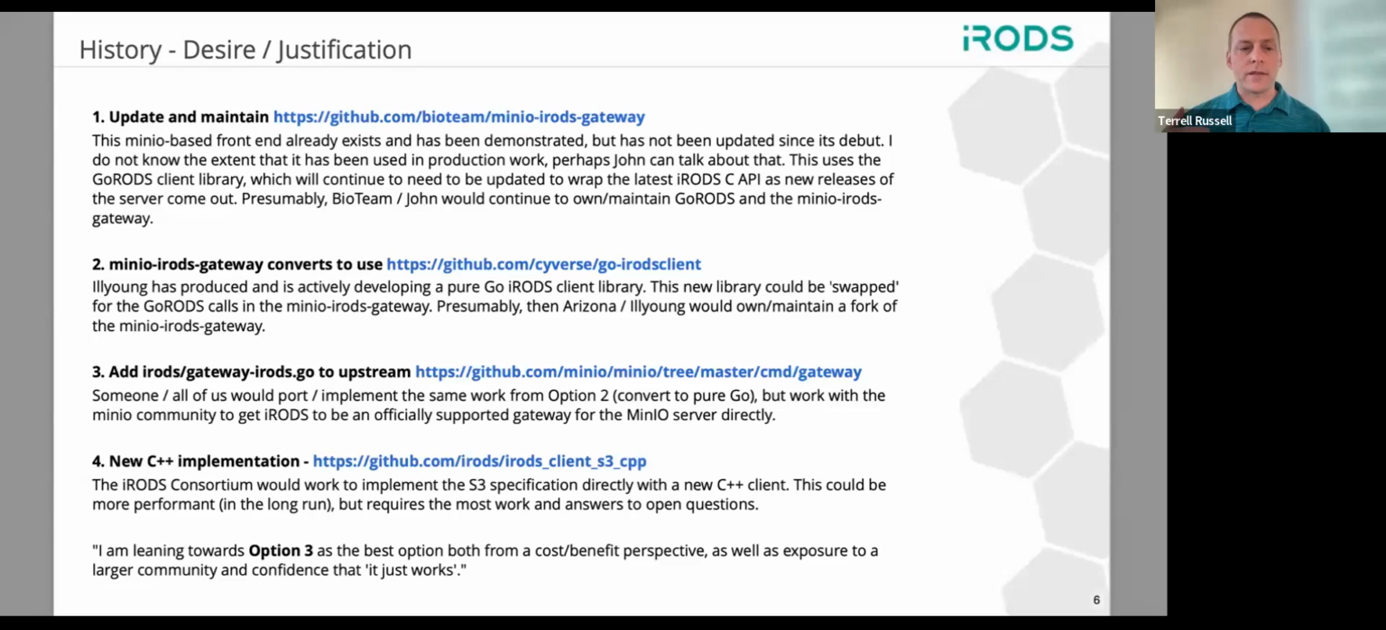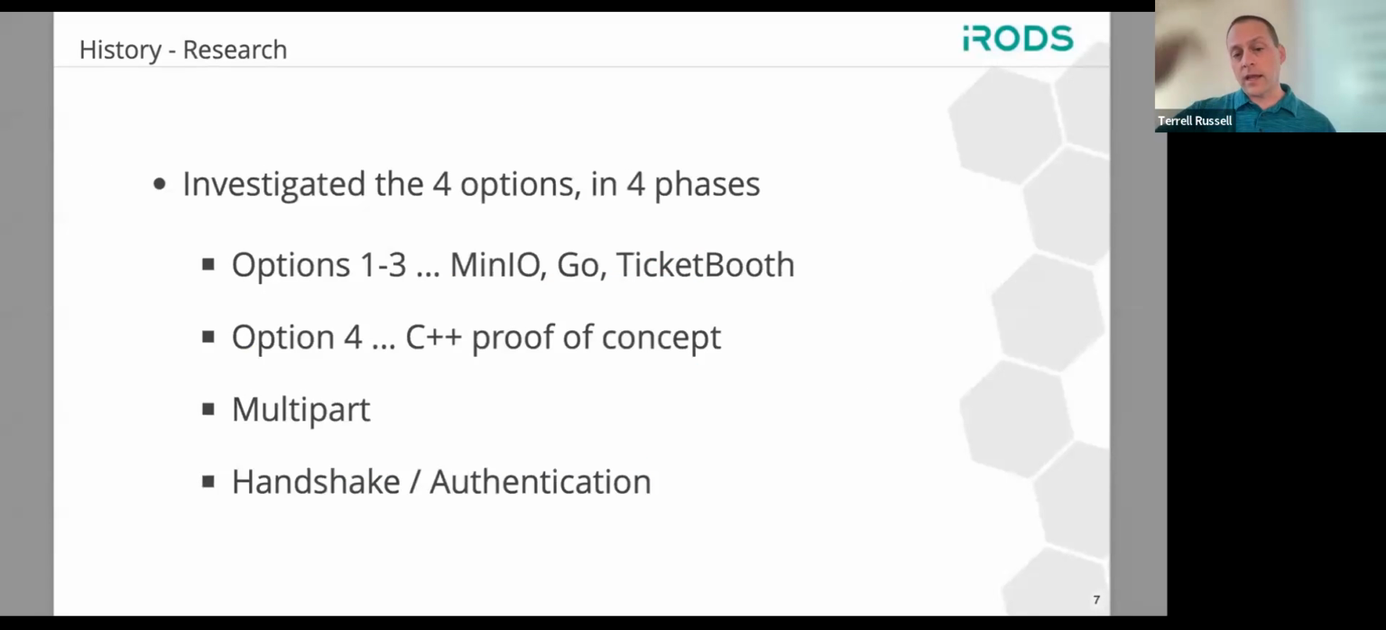These are the options we had at the time. We were going to update and maintain an existing project, maybe convert it to do something a little different, maybe touch it in such a way that it could be upstreamed into another project, or we do it ourselves. And those were the four at the time. We were leaning towards option three as the best option in terms of getting something out the door that would just work. And we investigated those different four options across, I broke them into four phases.